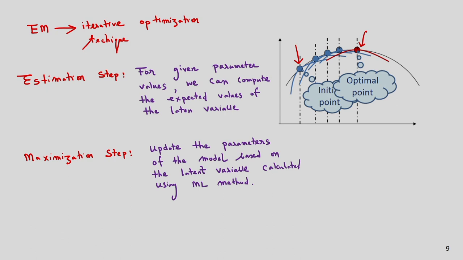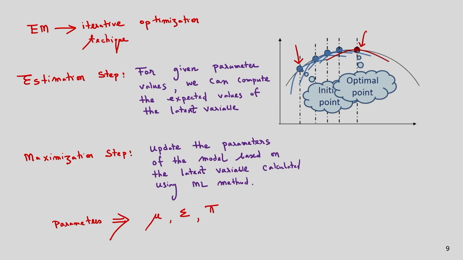What are the parameters of the model? As I already told you, the parameters are the mean, the covariance matrix, and the mixing coefficients. So the parameters of the model are mean, covariance matrix, and the mixing coefficient. First I have to determine the latent variable, and after this, update the parameters of the model based on the latent variable calculated using the ML method. That is the concept of the expectation maximization algorithm.